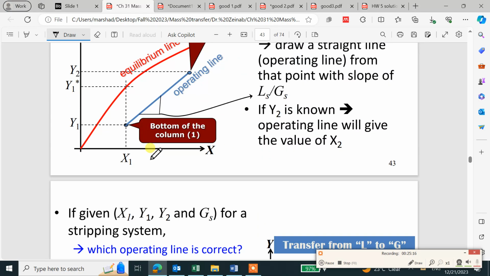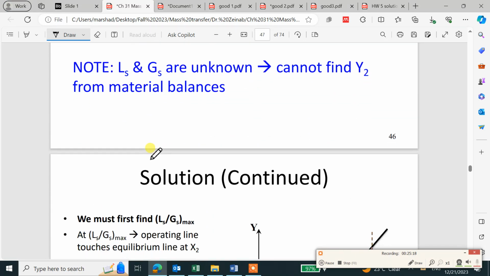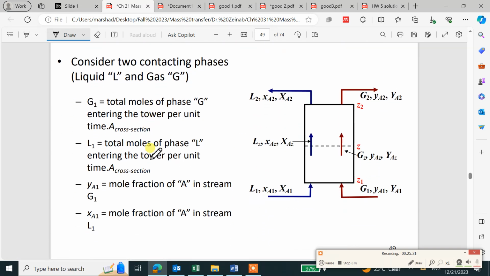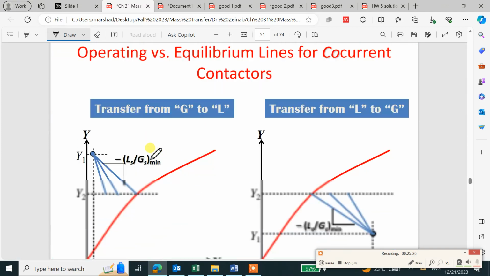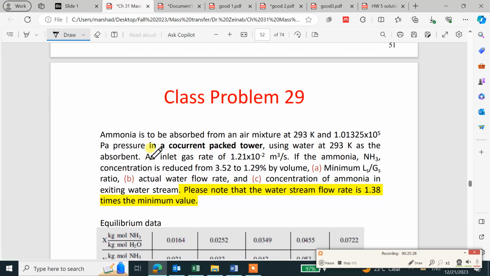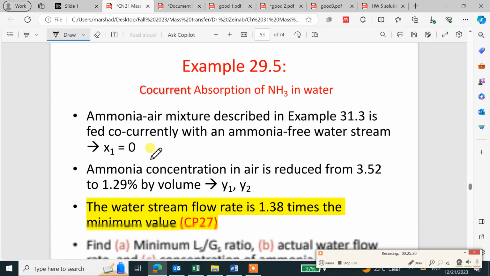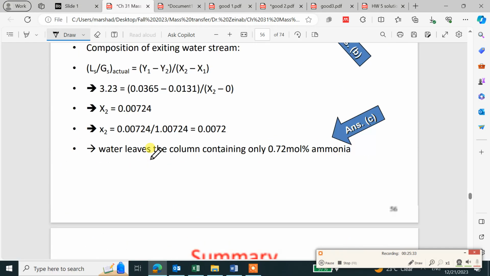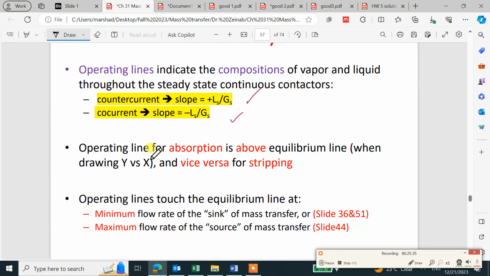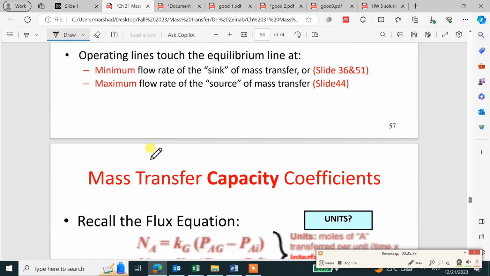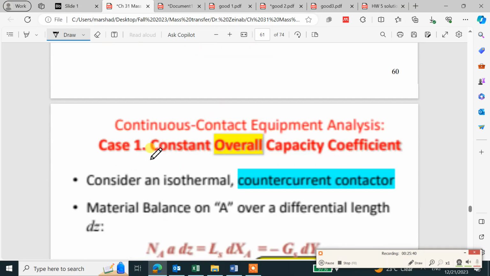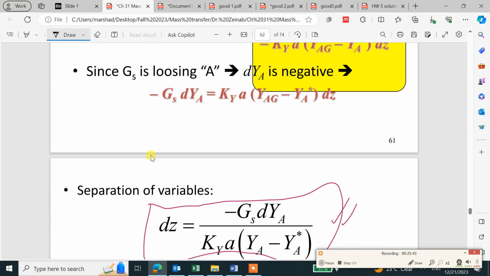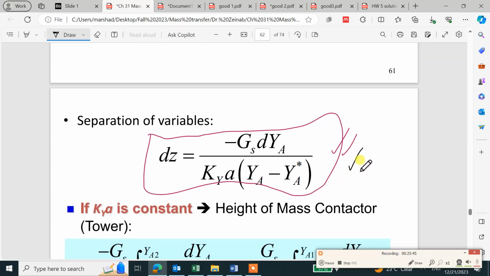Now the next part is stripping. Everything will be just the opposite of this. One thing is to find the length, using this equation, to find the height of the tower.